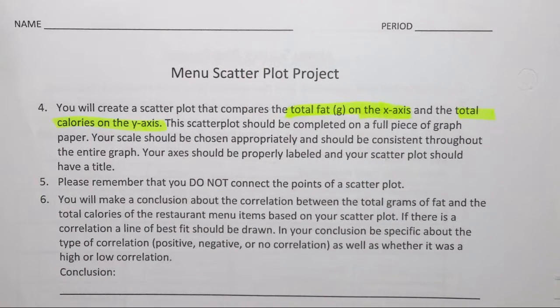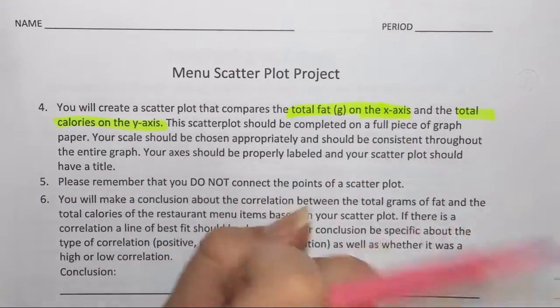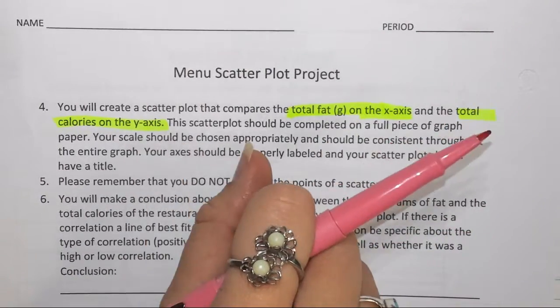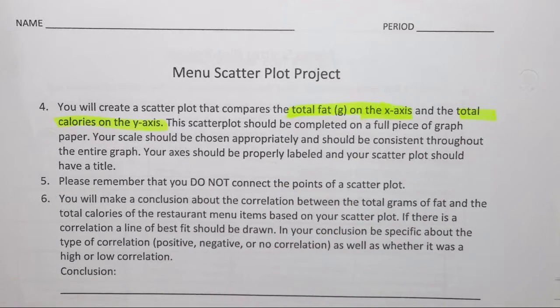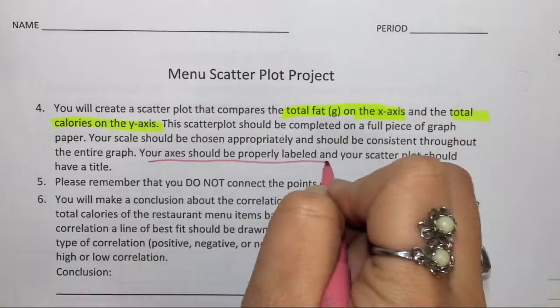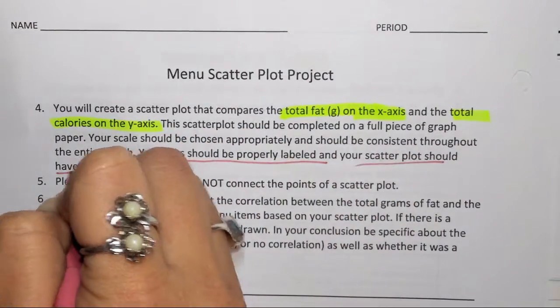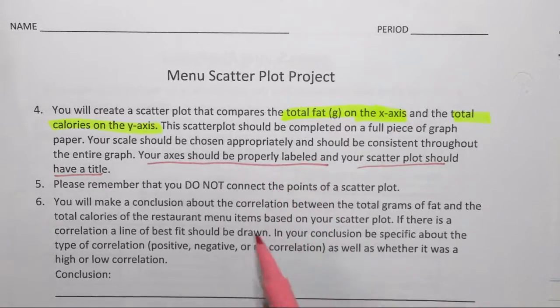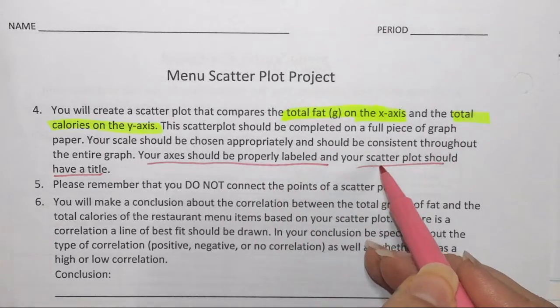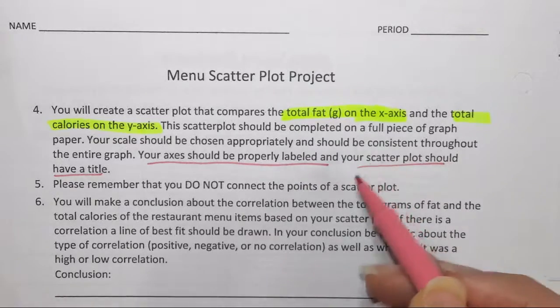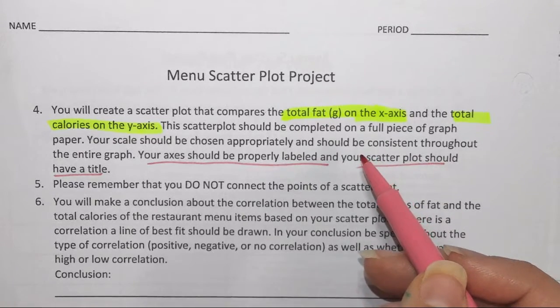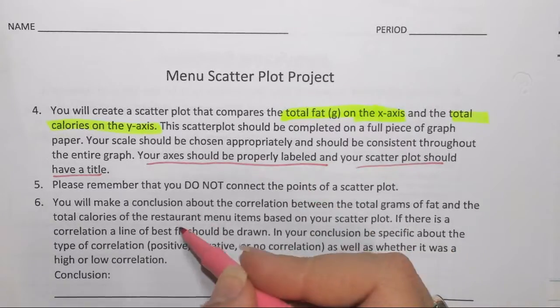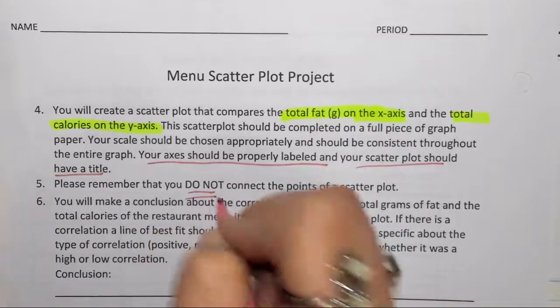Does everyone understand? Yes. This scatter plot should be completed on a full piece of graph paper. Your scale should be chosen appropriately and should be consistent throughout the entire graph. Your axes should be properly labeled, and your scatter plot should have a title. So not just X and Y, but what's on the X-axis, what's on the Y-axis. Not just McDonald's, but what is going on at McDonald's. What are you looking at? Do not connect the points of a scatter plot.